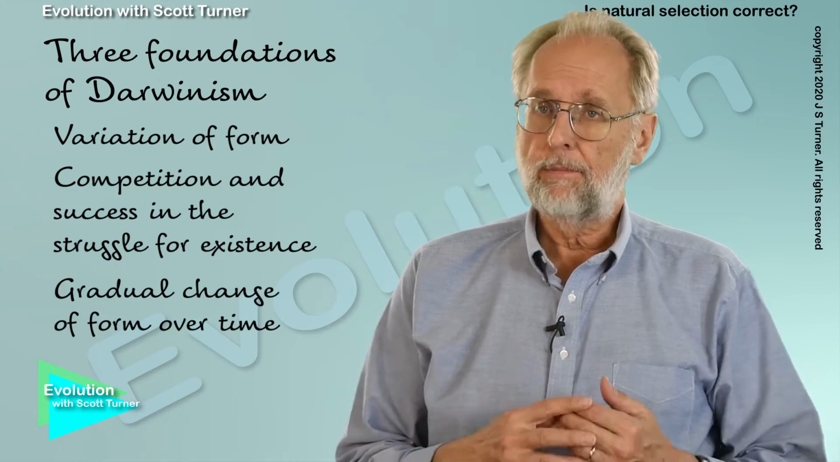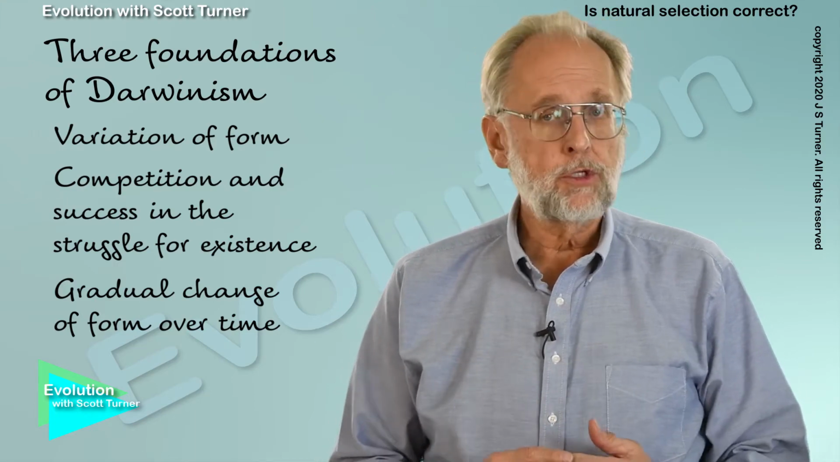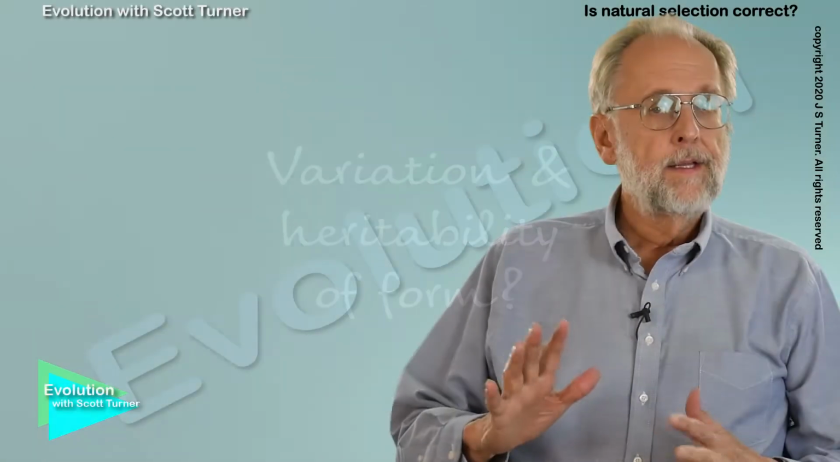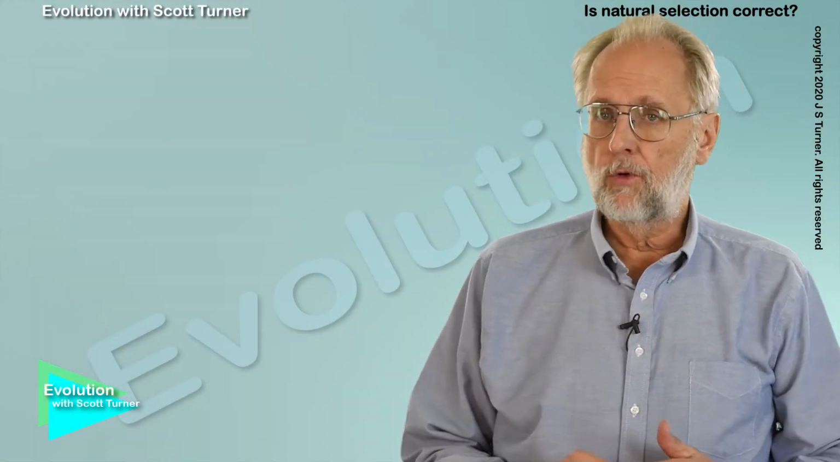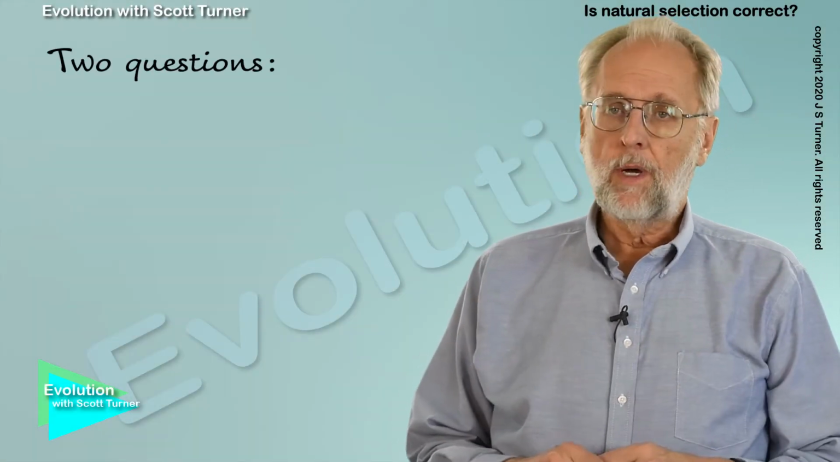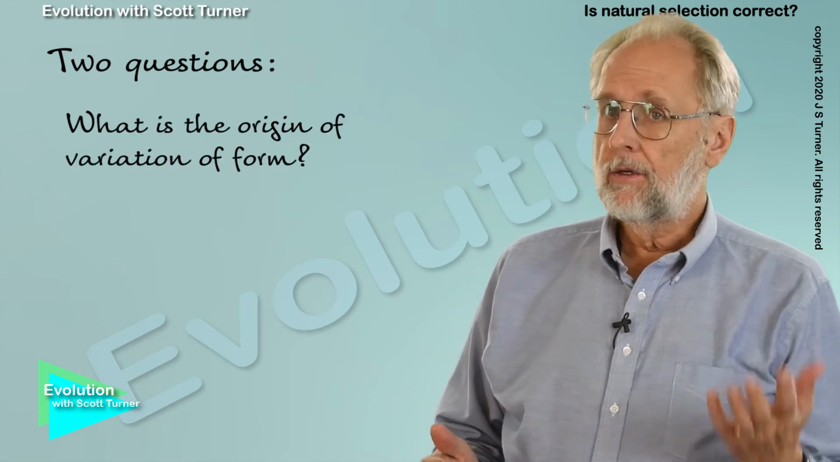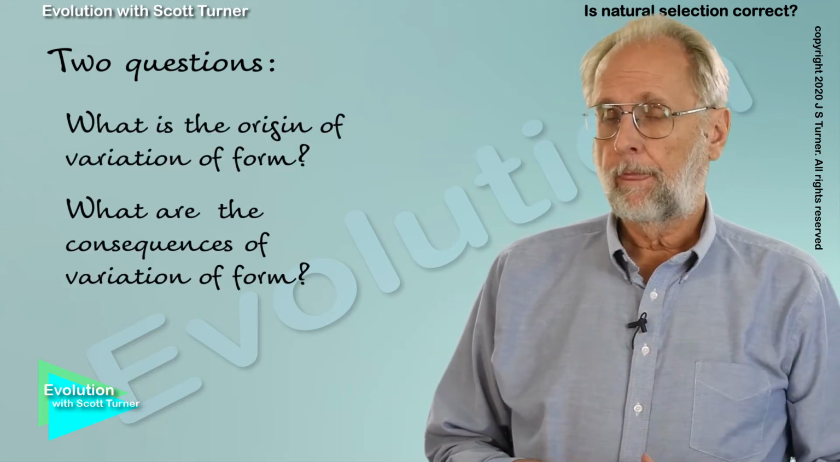Okay, let's ask a basic question. Was Darwin's reasoning correct? Let's look first at variation of form. Two questions come to mind. Where does variation in form come from, and what follows from it?